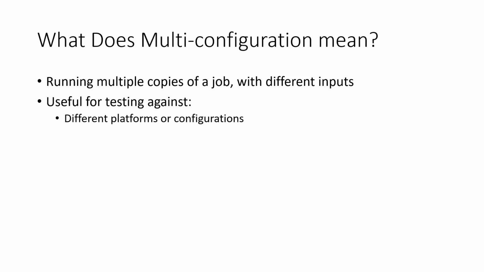This can be very useful when you need to build or test against multiple environments or frameworks. For example, you want to confirm your Python code builds and the tests work against multiple versions of the framework. You can create one job that does the build and testing, and then use multi-configuration to execute that job multiple times, each time telling it to use a different version of the Python framework.